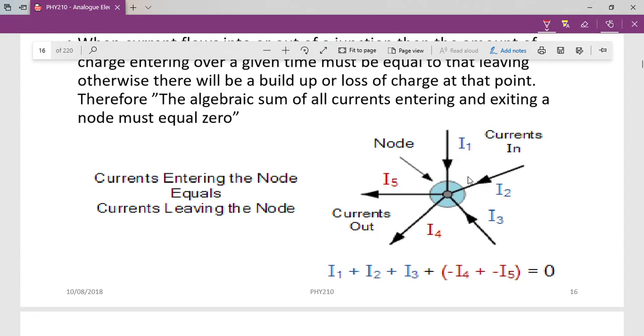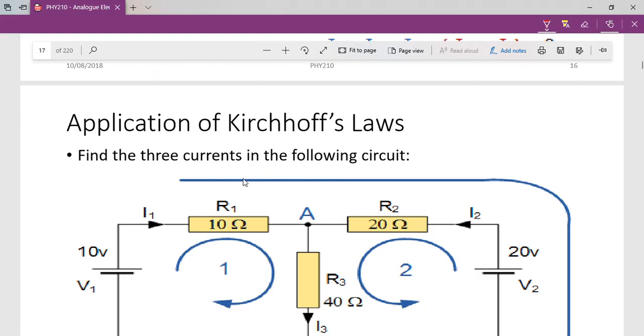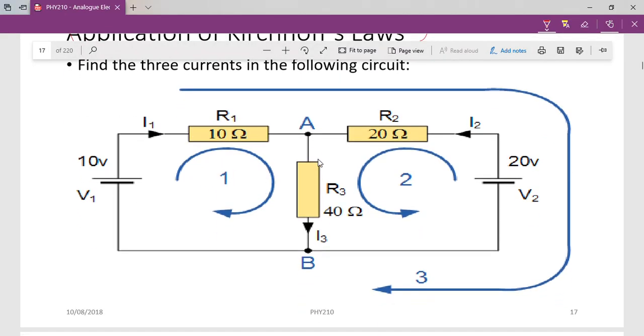As you can see here, all the currents entering, this is 1, 2, 3, 4. These all are entering this junction, equal to the current leaving the junction, this one. So the algebraic summation of all currents entering the junction is equal to the algebraic summation of currents leaving the junction. Now we can apply Kirchhoff's laws in solving many questions to calculate the current in different loops. This is one application. Now let's consider this example.